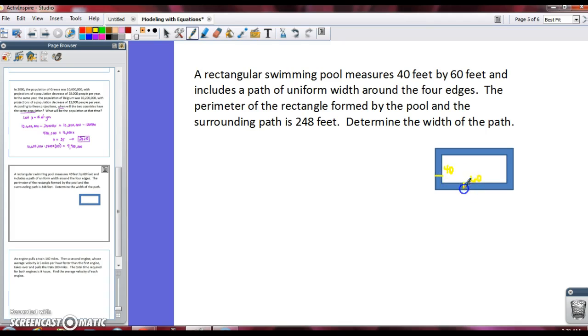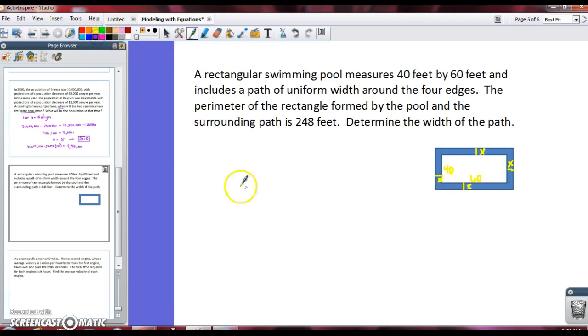Here is the next part of the problem. All of these little sections here are this uniform width of the path that goes around the four edges of the pool. And that's all the same width. And so I'm going to call that x. This width here is x. This width here is x. This one here is x. And this one here is x.